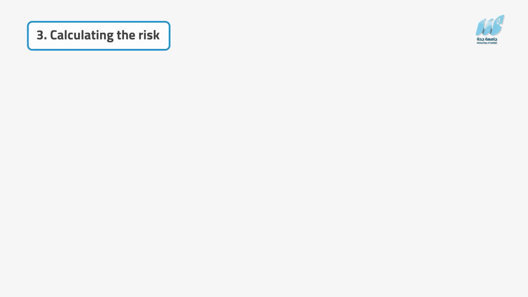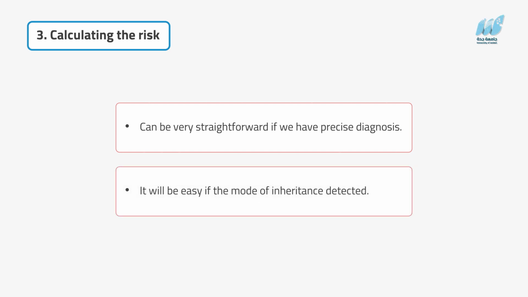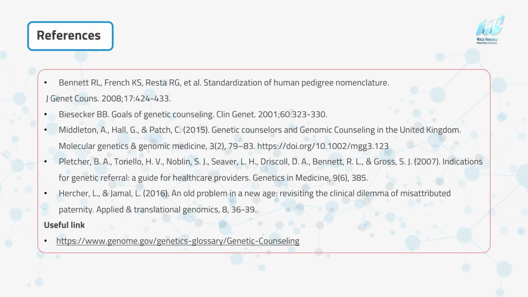In genetic counseling, we should calculate the risk. Sometimes it can be straightforward if we have a precise diagnosis, and it will be easy if the mode of inheritance is detected. We should inform the patient about a minimal risk of germinal mosaicism in the dominant form. Here is a list of references for those interested to read more before the lecture.